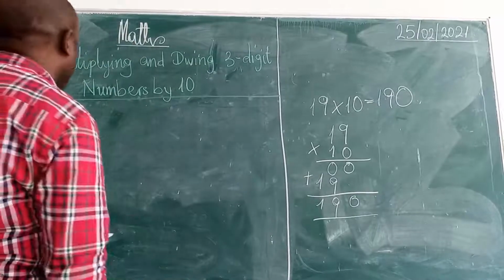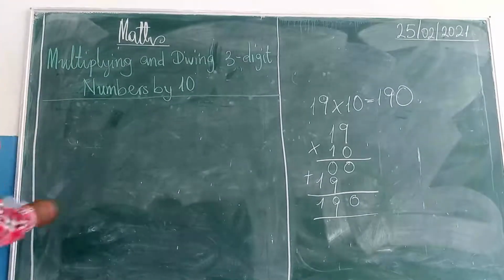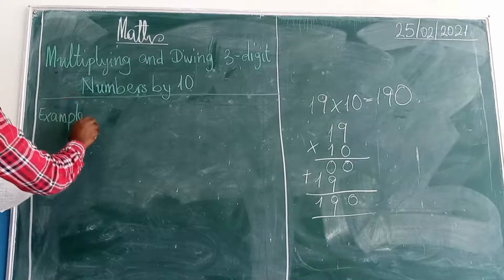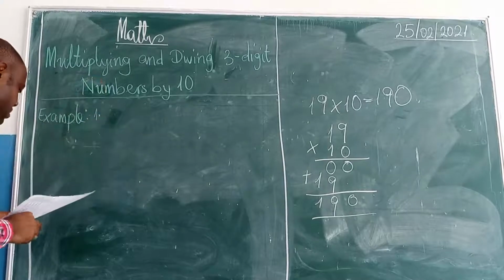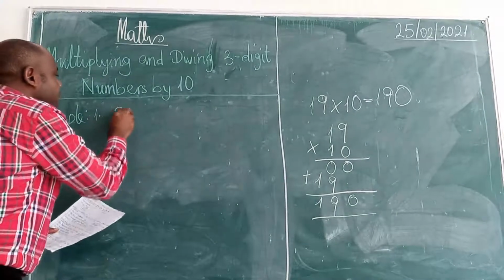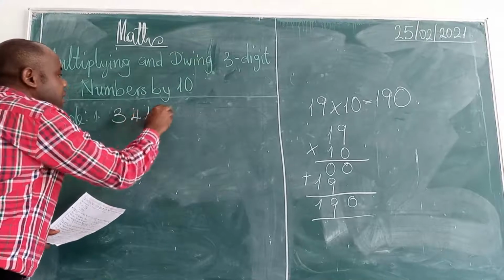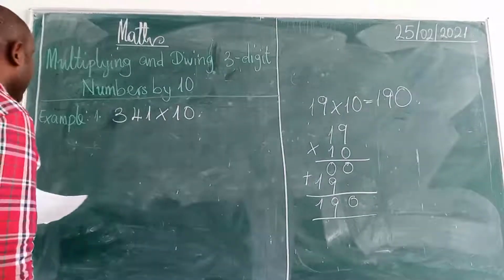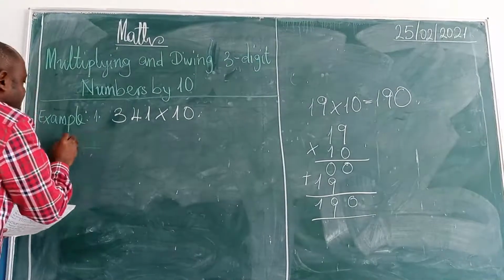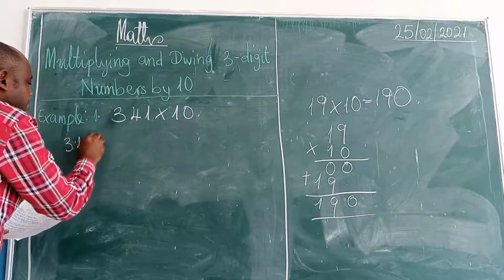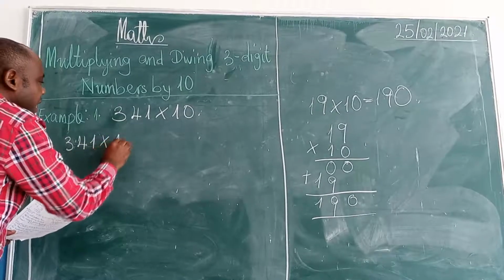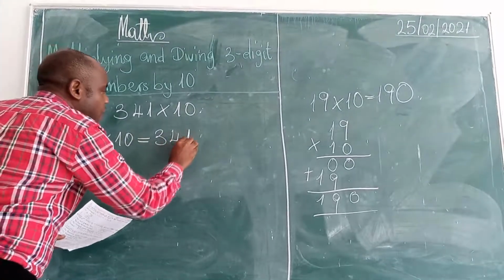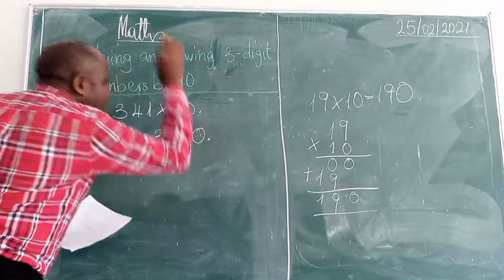Okay, let's take for example, example 1. We have 341 times 10. Like I said again, we write the number 341 times 10 will be equal to 3, 4, 1, and then we attach a 0 to it.